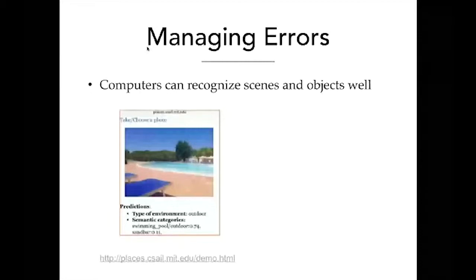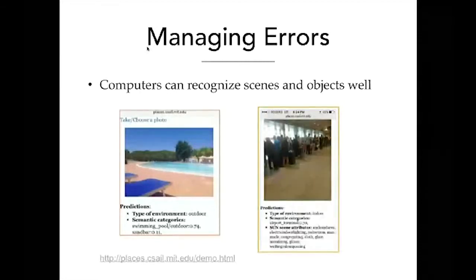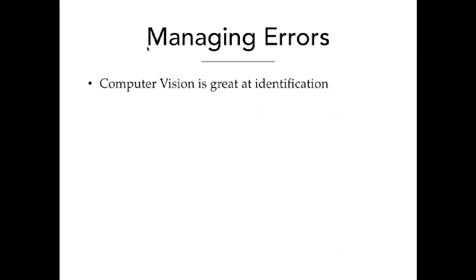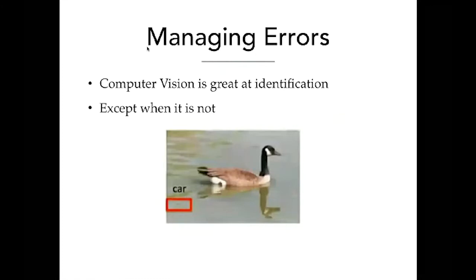That's very effective. We also have this one where we see a bunch of people standing in line, and it tells us that this is an indoor environment. It's probably an airport terminal, and I would totally believe that. It looks kind of like an airport terminal to me. So I'd say this is doing about as well as I would do on these pictures. So that's great. It seems like computer vision is great at doing this identification, except when it's not. Like in this case, we have a goose and it's identified this wave as a car.